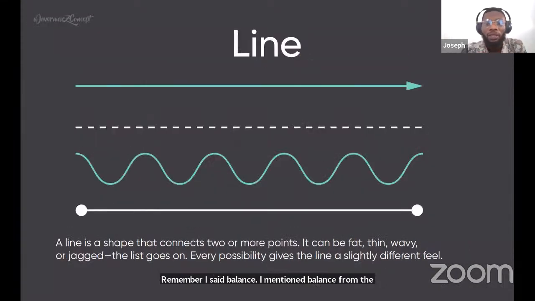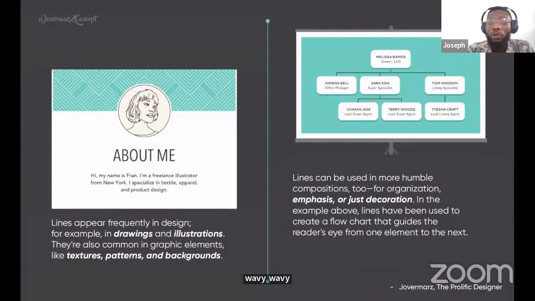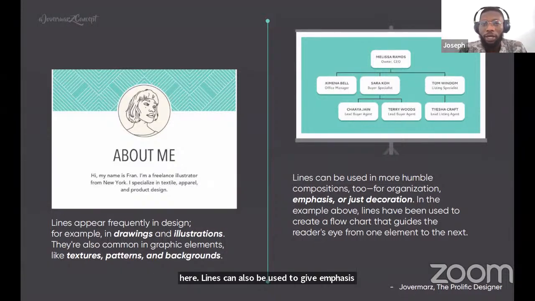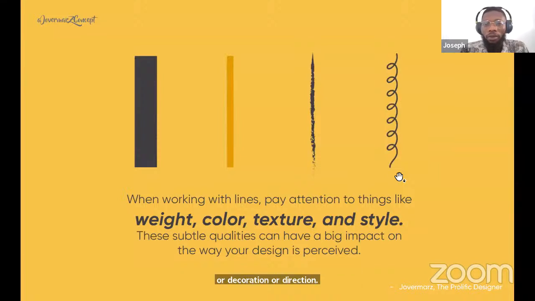So lines, we said lines can be straight, dotted, wavy, and more. Lines can also be repeated to form a pattern, as you see here. Lines can also be used to give emphasis or decoration or direction, right? You can have weight, lines can have colors, lines can have texture, and lines can also have style.